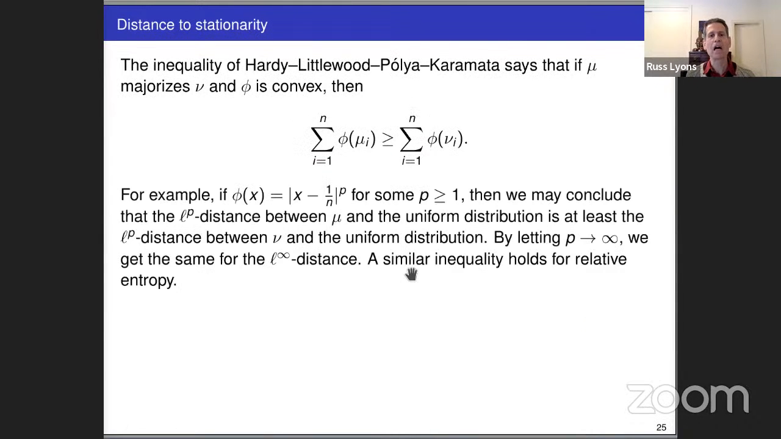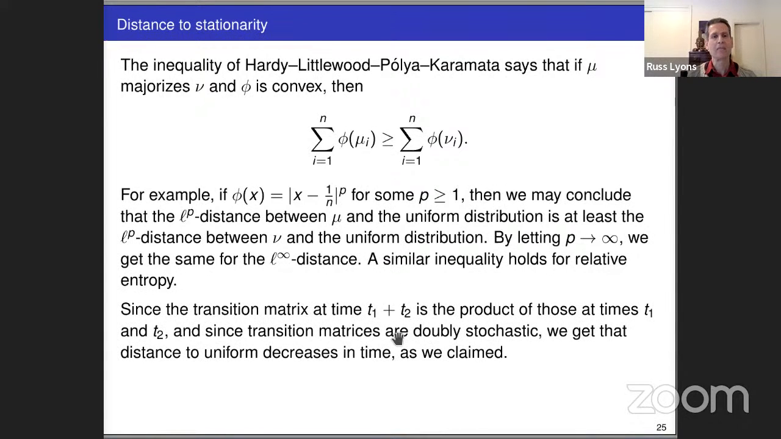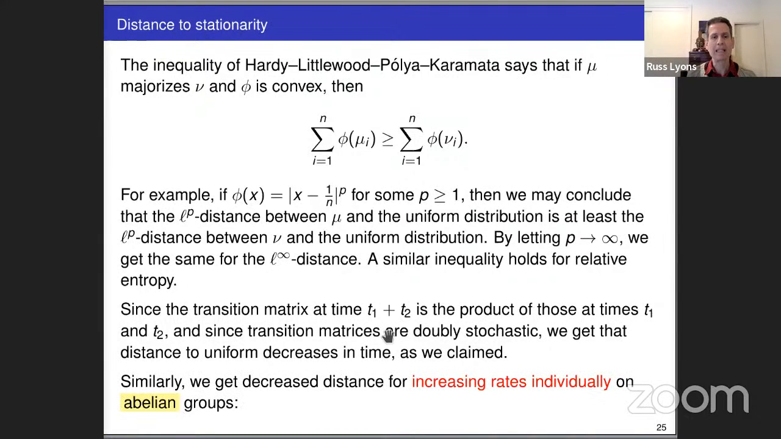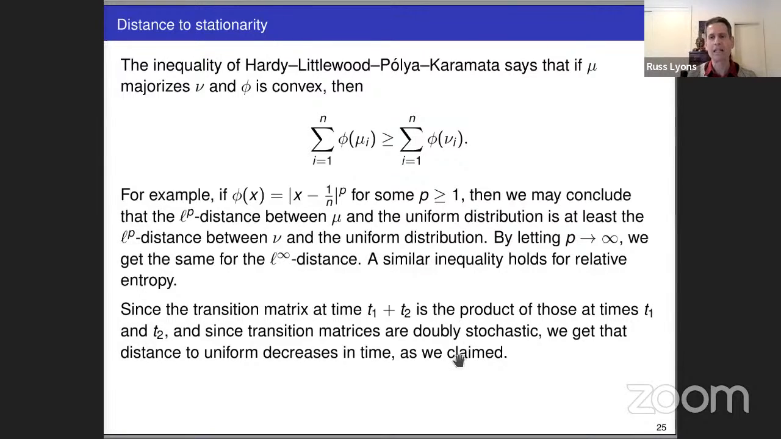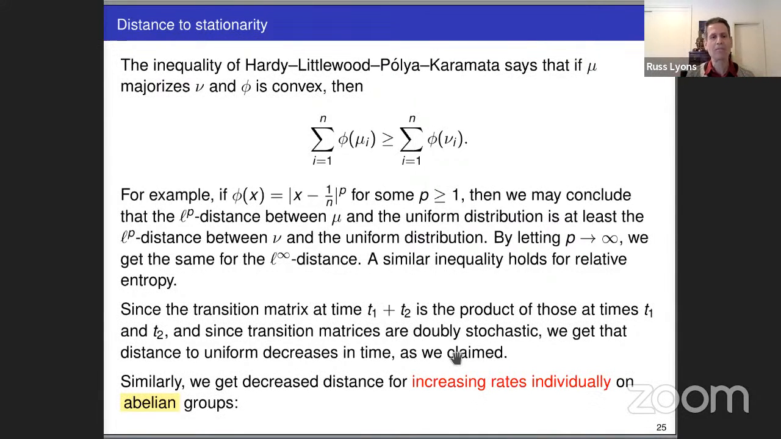Majorization implies that if one distribution majorizes another, then there are a bunch of inequalities you can get. In particular, the LP distance of the first to the uniform will be at least the LP distance of the second. Same for relative entropy. You can prove that for abelian groups, increasing any generator does the same. For any time, you can check easily that you do get majorization if you increase time, and so distance goes down. For abelian groups, increasing rates individually also decreases distance.